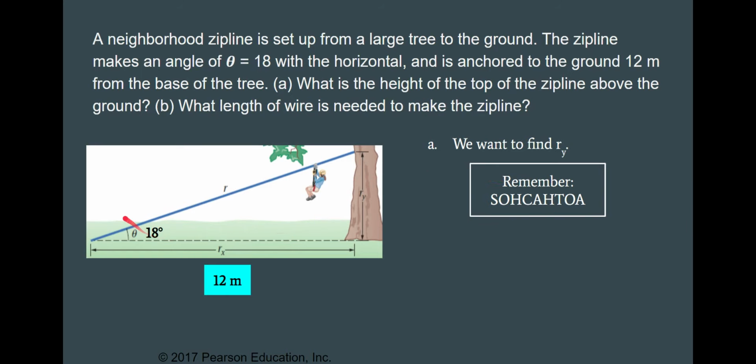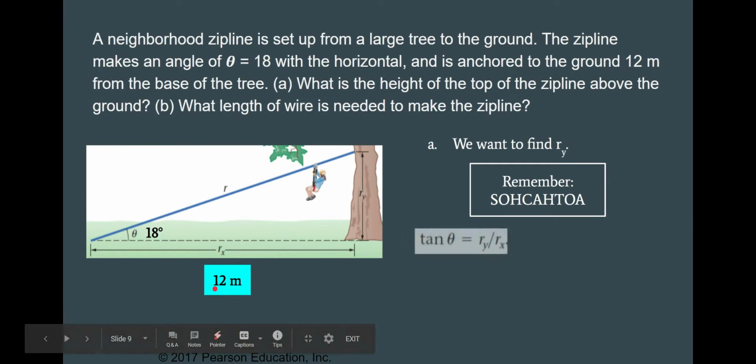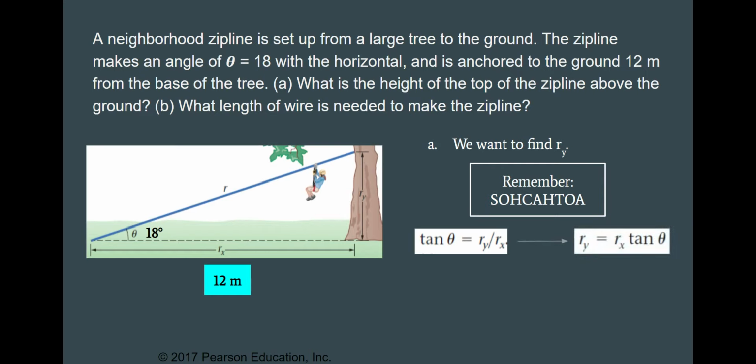So the tangent of 18 degrees is opposite over adjacent. The tangent has all the information we need. We are looking for ry, and we know the value for rx. So why don't we use the tangent? Okay, so the tangent of theta is ry over rx. Let's rearrange it first, and then we'll plug in the information we know. That makes a lot more sense. When you rearrange this, you should find that ry, so the y component, is equal to the x component multiplied by the tangent of theta.